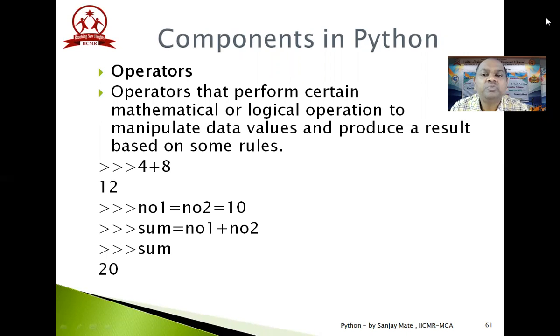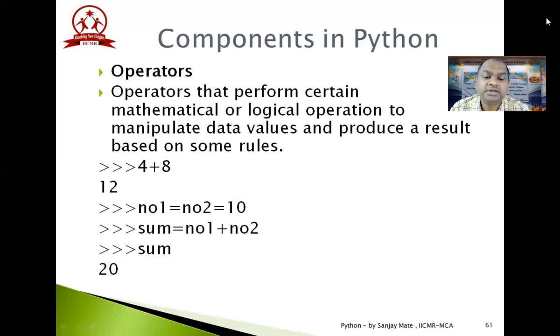Whenever you want to manipulate any data, process any data, apply some rule, or calculate something, in that case we need to go for the operators. There are several operators available in Python. Here I have given an example: 4 plus 8, 12. Here plus is the operator and 4 and 8 are the operands.